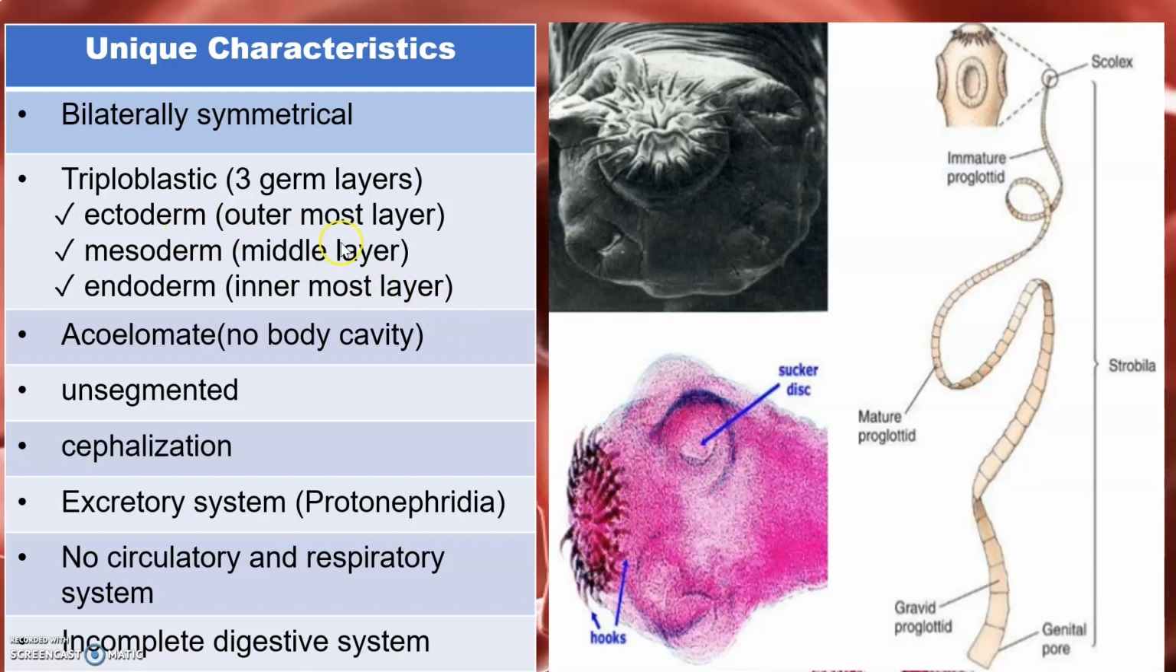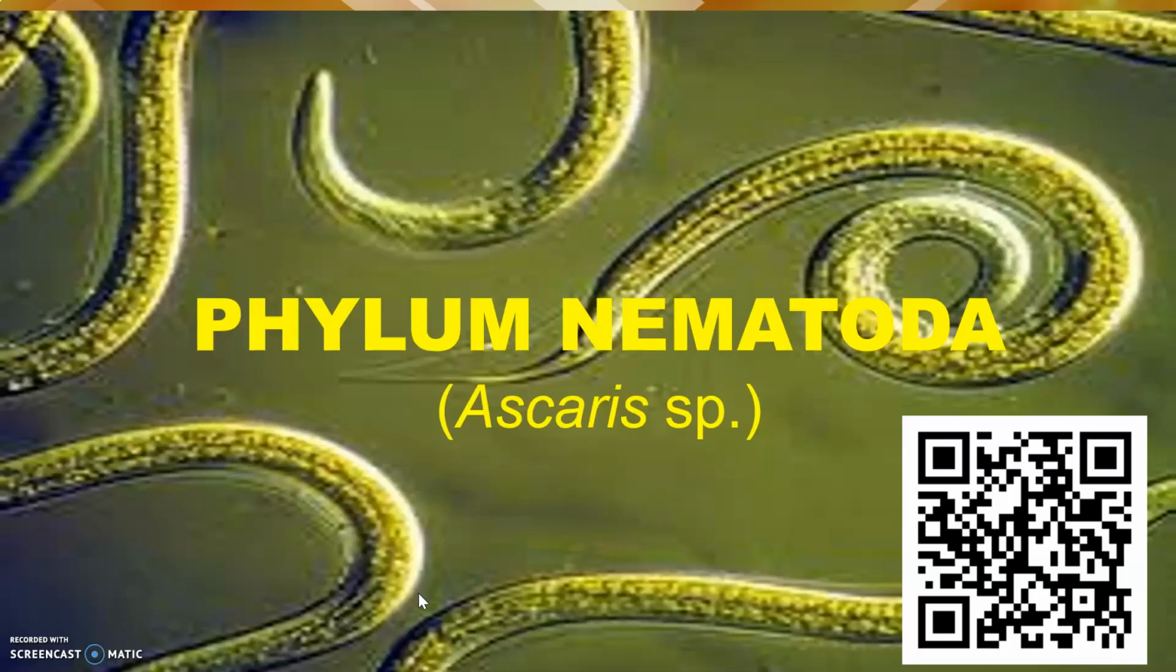The next phylum is phylum Platyhelminthes, for example Taenia species. They are bilaterally symmetrical, triploblastic, and acoelomates, meaning that they don't have a body cavity. They are unsegmented, they have cephalization, the excretory system is through protonephridia, and they have no circulatory and respiratory system, and an incomplete digestive system, meaning that it is very, very simple.